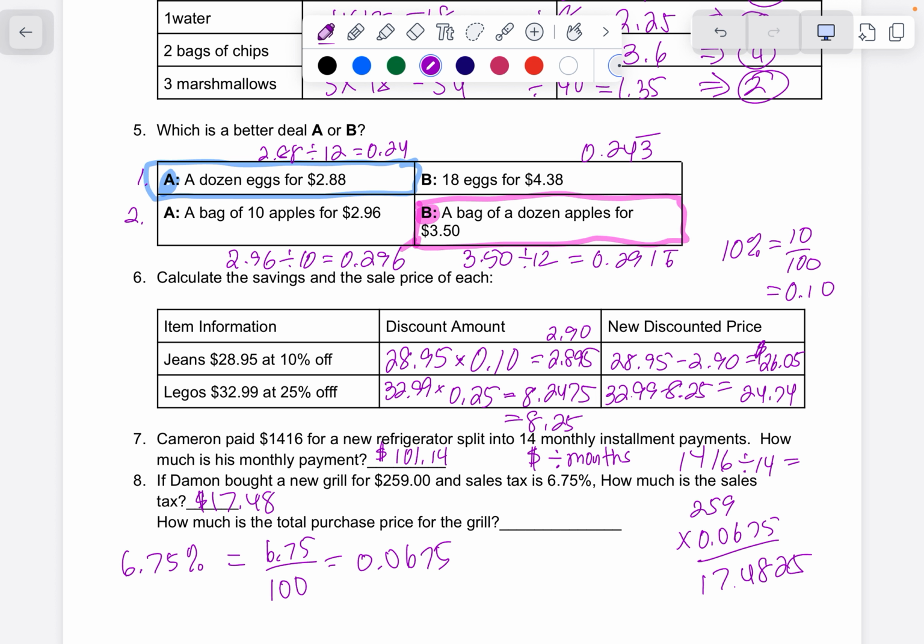So how do we find the total purchase price for the grill? If it was a discount, we would subtract it. For sales tax, they have to pay that sales tax. So instead of subtracting, we're going to add it, exactly. So we're going to take 259 plus 17.48. And he would have to pay $276.48.